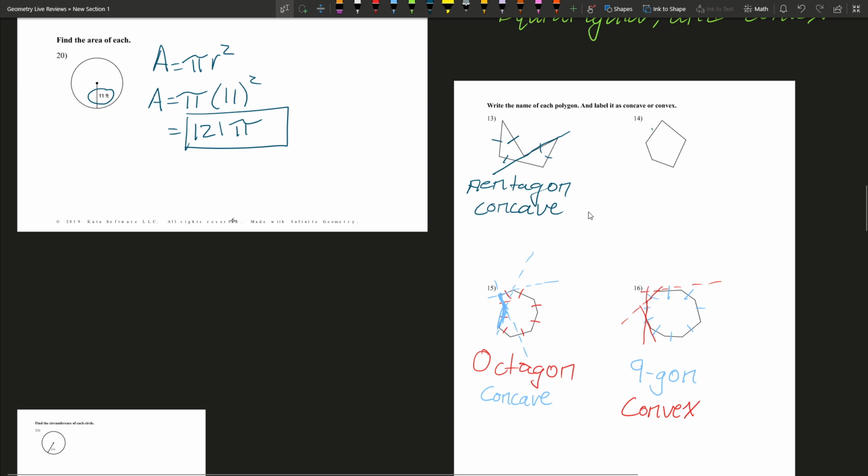Number 14. This is also a pentagon, because there are 5 sides, and it is convex. So this is a convex pentagon.